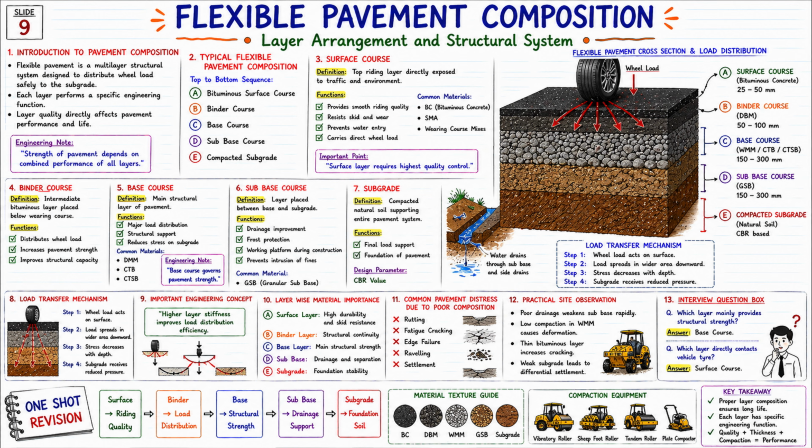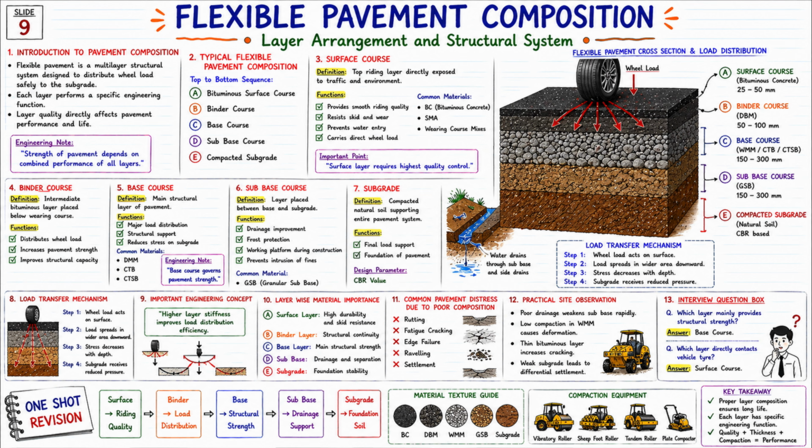1-2 practical site observation. Poor drainage weakens sub-base rapidly. Low compaction in WMM causes deformation. Thin bituminous layer increases cracking. Weak subgrade causes differential settlement. Now these practical site problems are seen frequently in the field. Now let us look at the 13th topic.